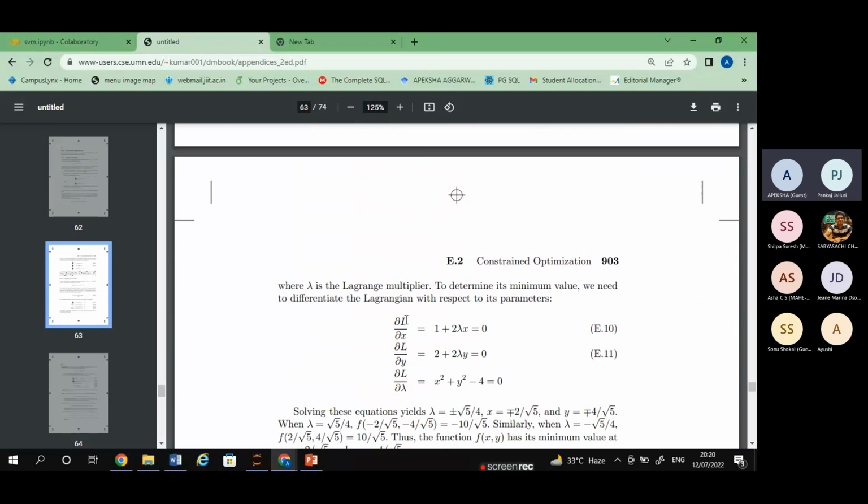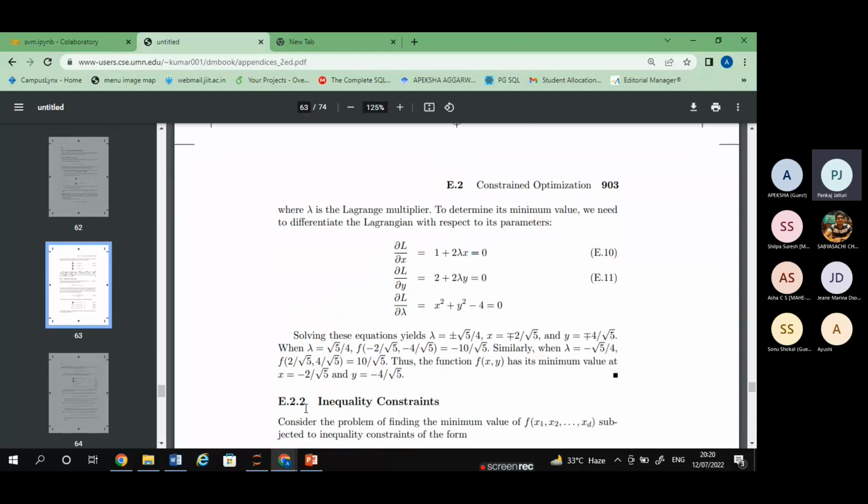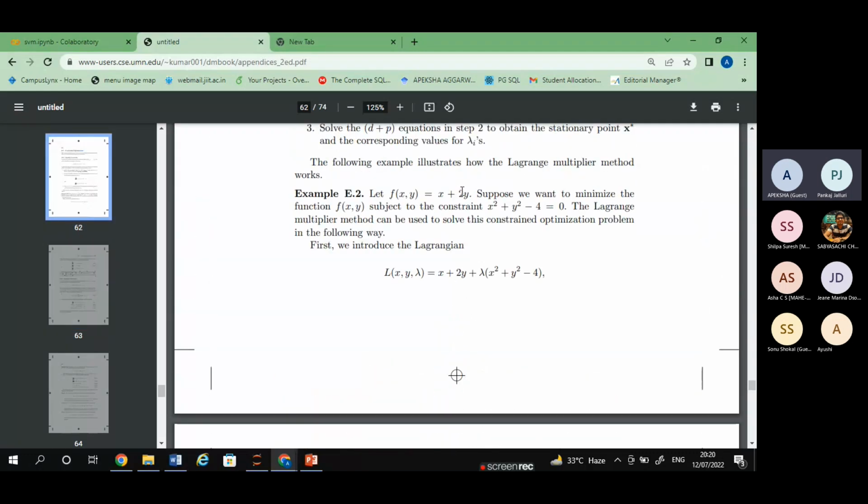Lambda L derivated with respect to x, delta L by delta x, delta L by delta y, and delta L by delta lambda, and put it to 0 and solve these three equations. Three variables, three equations, you can solve it. You get x equals minus 2.5 and y equals minus 4 by root 5. So this is the solution. So at this x comma y point, this function, x plus 2y, is having the minimum value for this constraint.